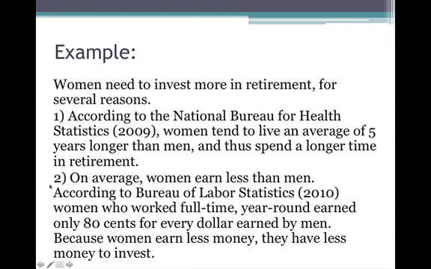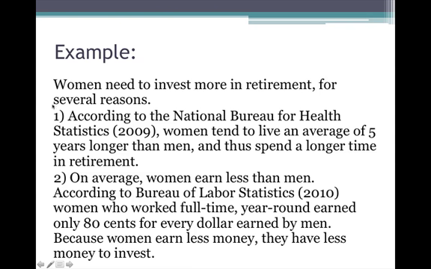The second argument is as follows. On average, women earn less than men. According to the Bureau of Labor Statistics, women who worked full-time year-round earned only 80 cents for every dollar earned by men. Because women earn less money, they have less money to invest. Okay, so in a straightforward way, this is an extended argument because we've got 2 separate arguments for a single conclusion. But things are even a little more interesting than that.